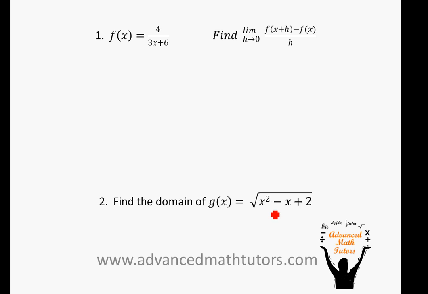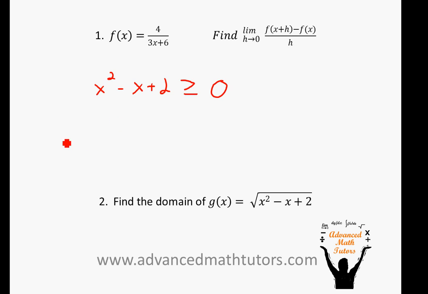Number 2, find the domain of this thing. Well, you know, when you get a square root, what's inside can't be negative. So what we want is x squared minus x plus 2 must be greater than or equal to 0. Now, to find out where it's greater than 0, we've got to try to factor this, and this does not factor. So, luckily for us, or maybe unluckily for you, I don't know how you feel about it, the quadratic formula is going to tell us where this thing equals 0.